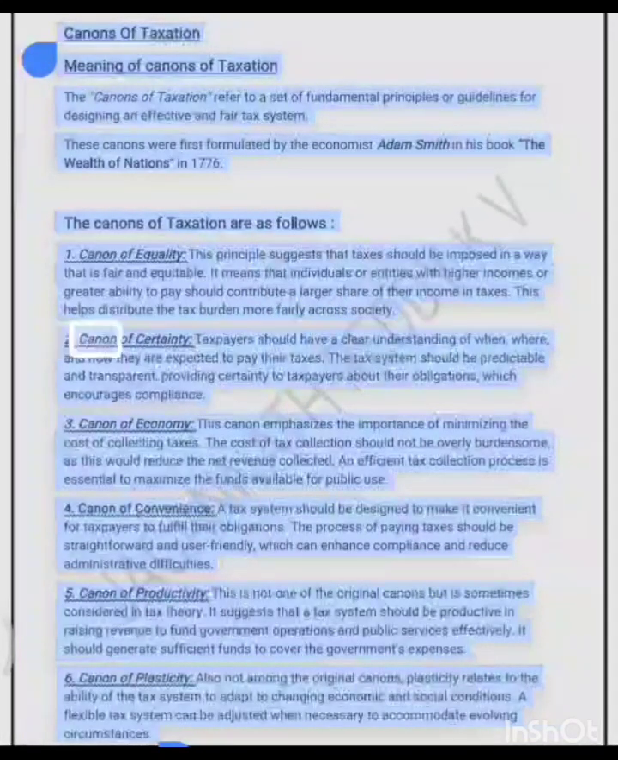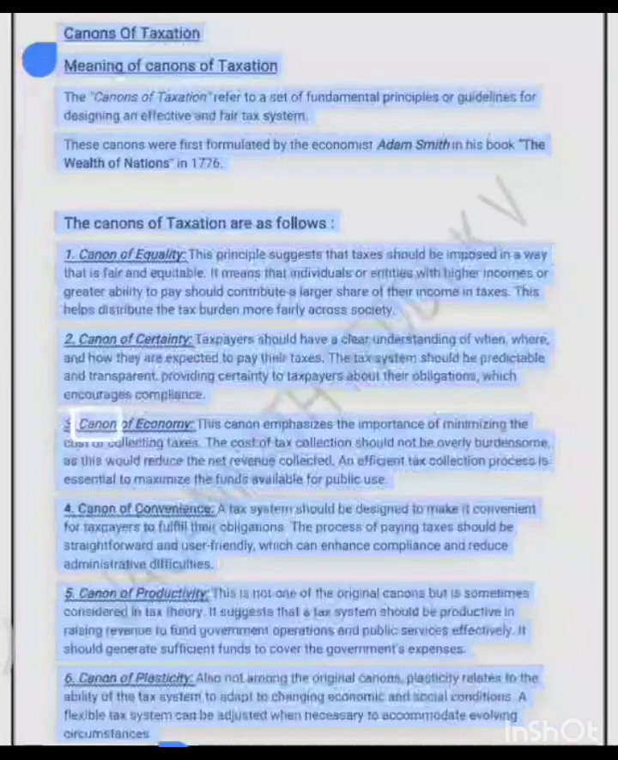2. Canon of certainty. Taxpayers should have a clear understanding of when, where, and how they are expected to pay their taxes. The tax system should be predictable and transparent, providing certainty to taxpayers about their obligations, which encourages compliance.